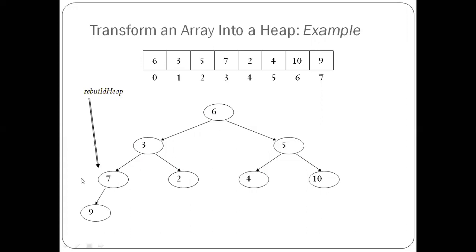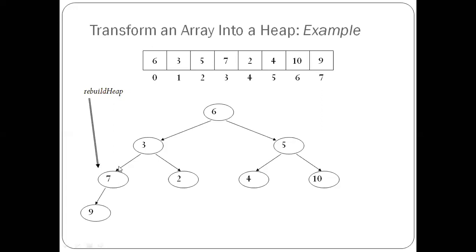So the shape property is satisfied. All the levels are filled. First level filled, second level filled, third level completely filled, and the fourth level, that is the last level, is not completely filled, but the entries have started from the left side. So it satisfies the complete binary tree property. Now next you rebuild a heap.